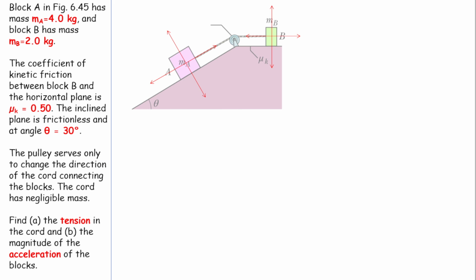Okay, and we need to draw all the forces that work on those two blocks, right? And here we have the inclined part that is frictionless. So this one is frictionless. And the horizontal part here has some coefficient of friction, mu k, that will equal 0.50. Good. And now let's draw all the forces that work on block A here.